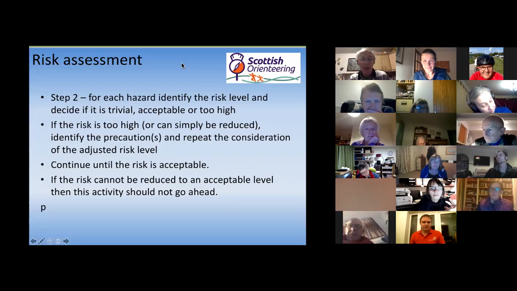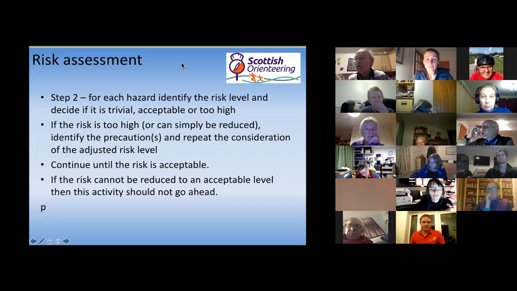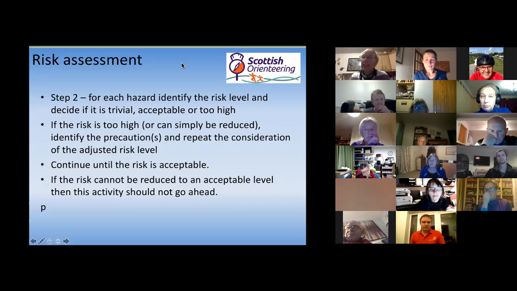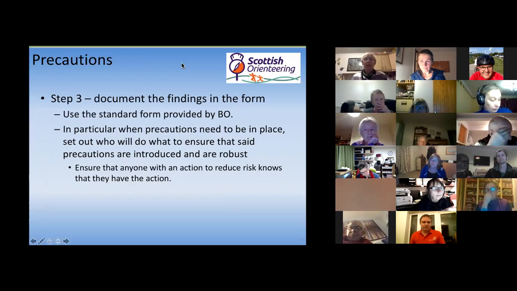Thank you very much. What I'd add to it is the big comment: if you have a risk that you cannot get to an acceptable level, then don't do it. Don't do the activity. Because, as I've said, just writing down the risk assessment is not the end in itself. It's the risk management that's all important.